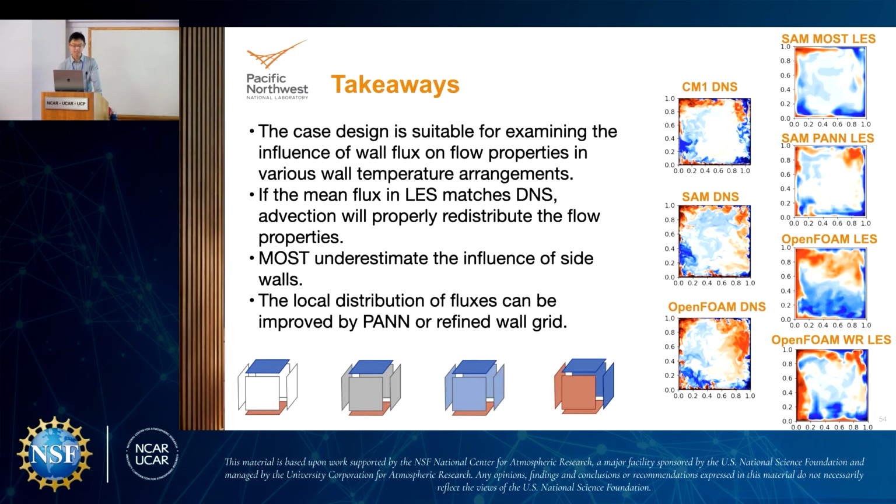So here are some takeaways. The case design is suitable for examining the influence of wall flux on flow properties in various wall temperature arrangements. And if the mean flux in LES matches DNS, advection will properly redistribute the flow properties. MOST underestimates the influence of sidewalls, but the local distribution of flux can be improved by a physics-aware neural network or the refined wall grid.